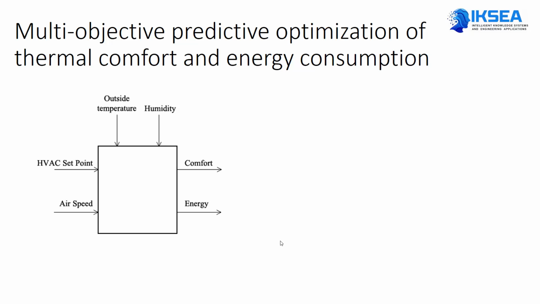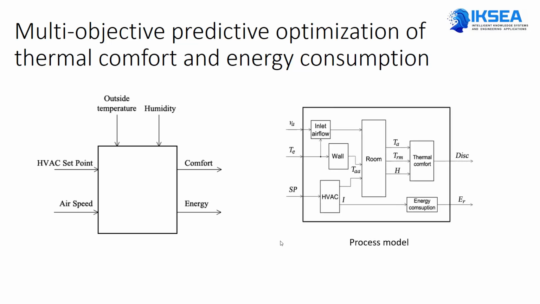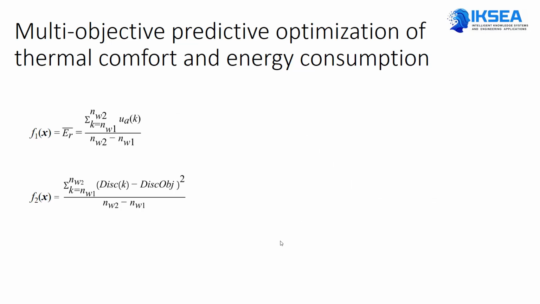The key idea is to run the process model in time in a predictive way against certain control actions, and then evaluate the trajectory to see if it dominates other solutions. We define two basic cost functions, one for energy consumption, where UA is the binary start-stop signal of the HVAC compressor in the prediction horizon from NW1 to NW2.